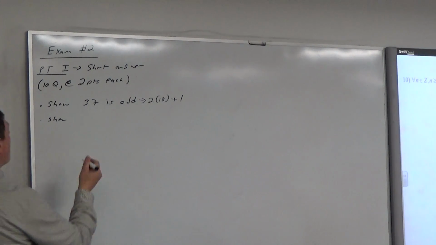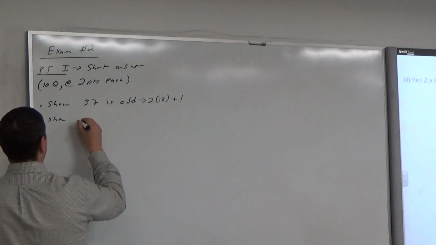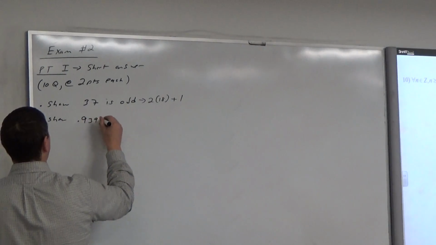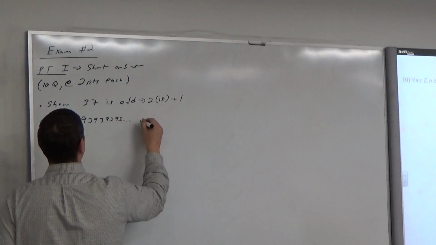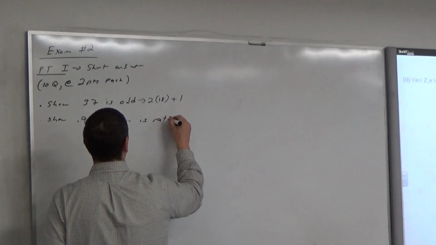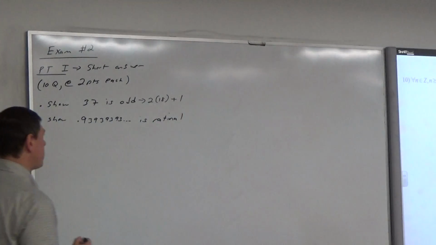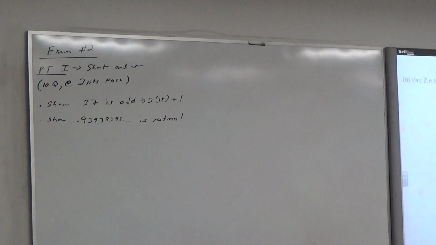Okay. I might ask you guys to show something like 0.939393 is rational. And you guys remember that trick where you say x equals 0.939393, and then 100x is equal to 93.9393. So go back, I think it's on assignment number 4, where you can look and see that trick just in case you forgot it.